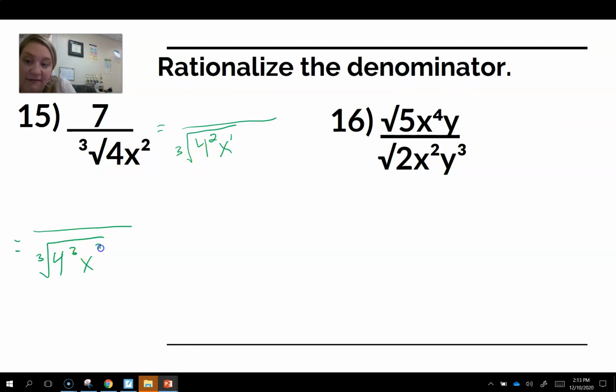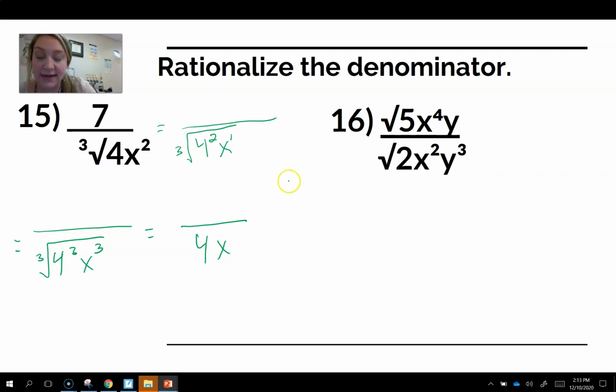And now I have 3 x's, right? I had 2, I brought 1 in. So my cube root of 4 cubed is 4. Cube root of x cubed is x. That's why we do it. Okay, that little number tells you how many of that value you need. I needed 3 4s, I needed 3 x's. I had 1 4, I needed 2 more. I had 2 x's, I only needed 1 more.